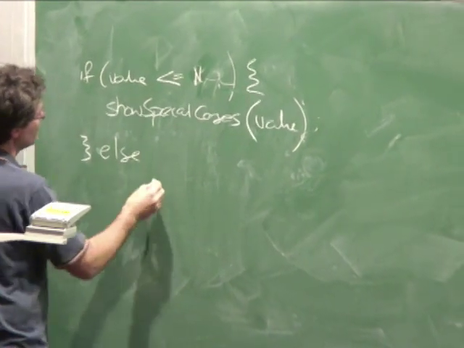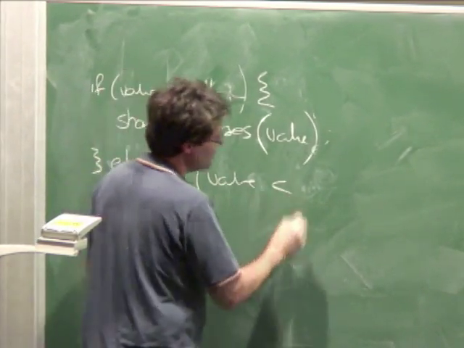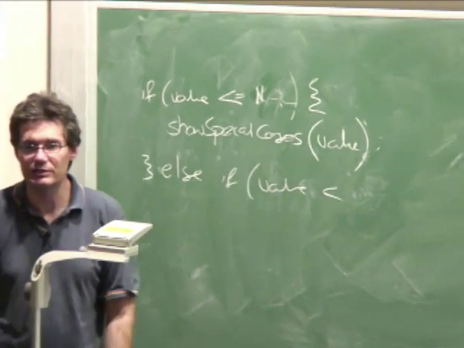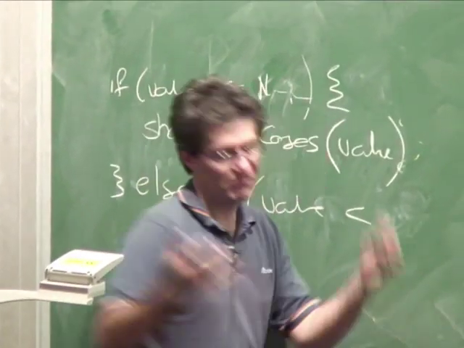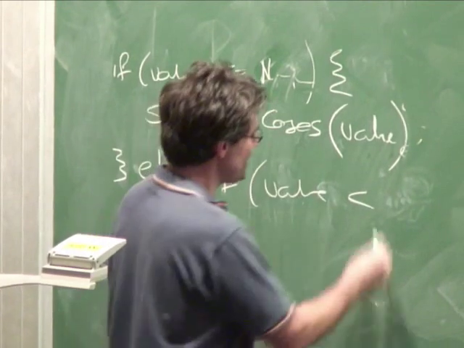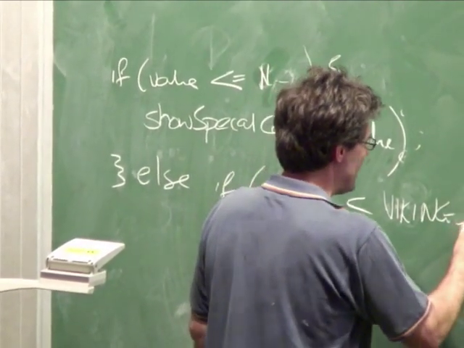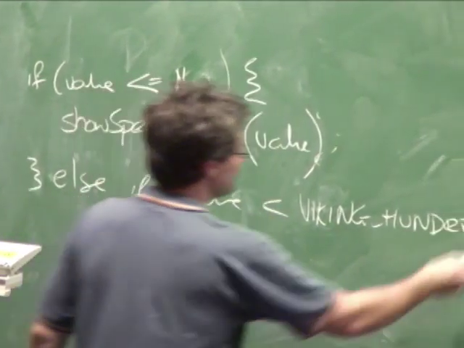Else, if the value is less than, I don't know, what's the next group of things we're all going to treat in one way? Okay, less than... How are we going to describe that? Viking 100, I guess we could call it. You might want to think of a better name, which we'd hash define.